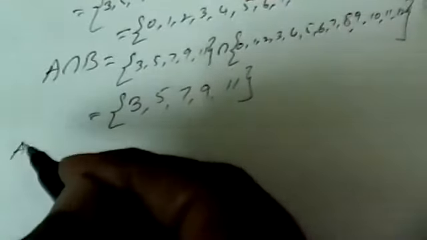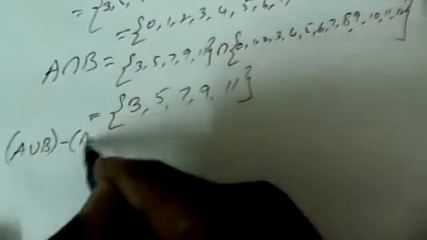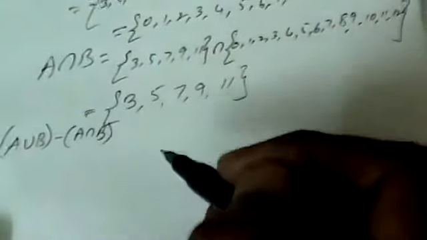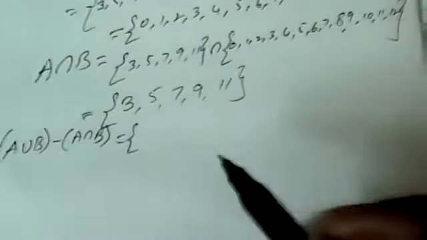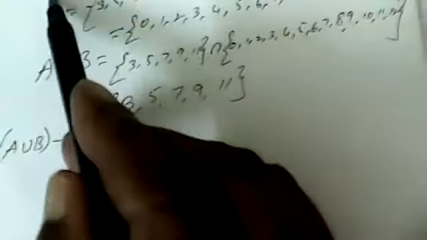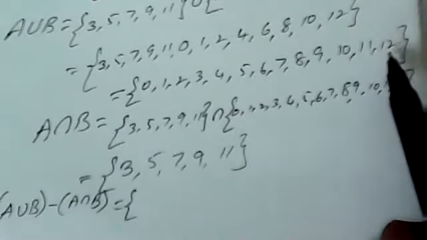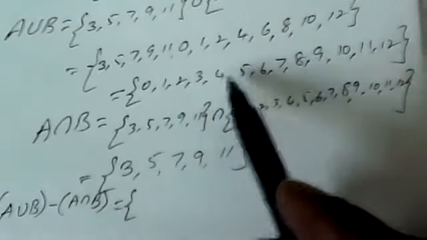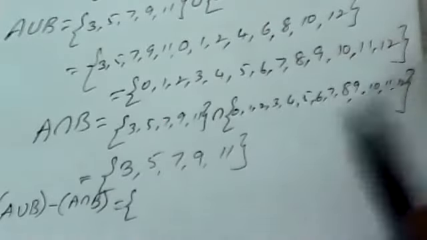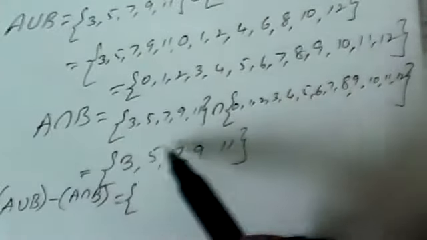Now, A union B minus of A intersection B. This is difference. You are taking the difference of sets. Now A union B minus A intersection B. So what is A union B? We have A union B as 0 to 12 continuously: 0, 1, 2, 3, 4, 5, 6, 7, 8, 9, 10, 11, 12 are there. A intersection B is 3, 5, 7, 9, 11.